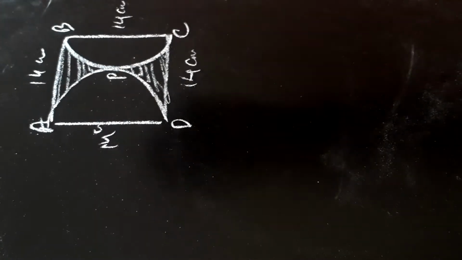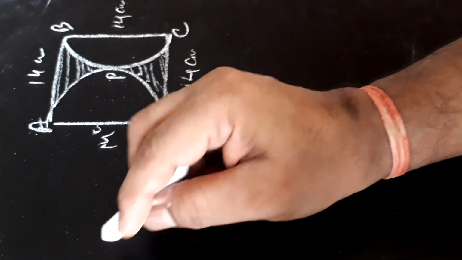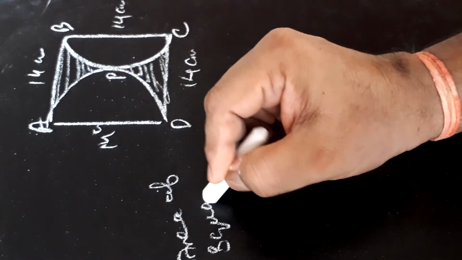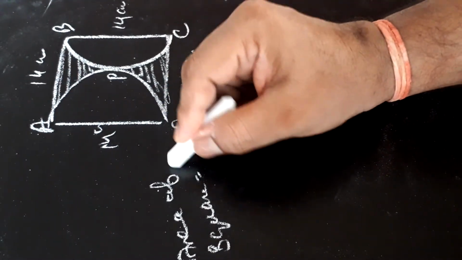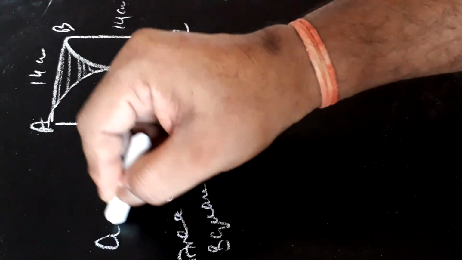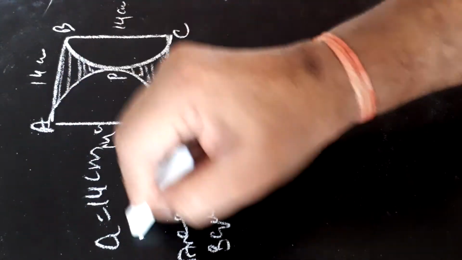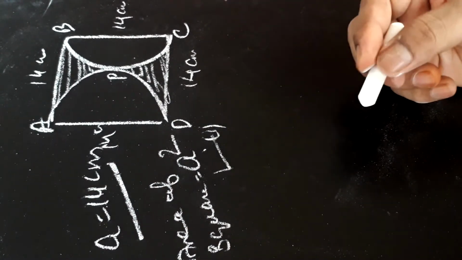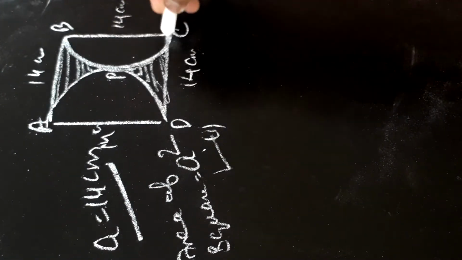Now first of all we will find the area of the square. Area of square will be a square. Here a we have 14 centimeter, means side of square we have 14, let it be 1. Now we will find the area of this semicircle.